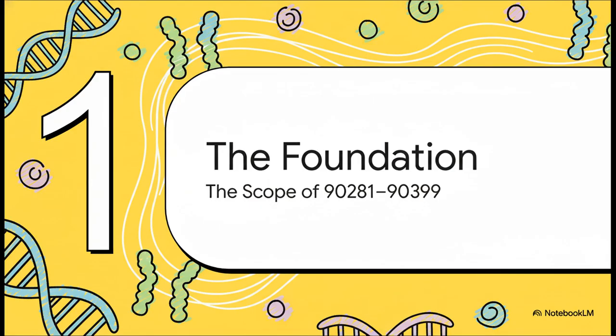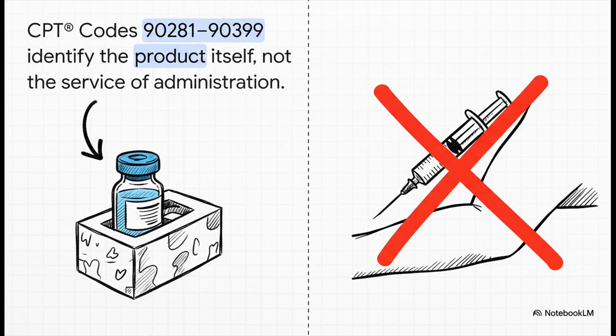It all starts with knowing exactly what CPT code range we're working with for the immune globulin products themselves. I want you to commit this range to memory, 90281 through 90399. Think of this as the product's unique ID number. This is for the what was given, not the how it was given. It's the actual medicine in the vial, not the service of injecting it. And let me tell you, understanding that distinction is what separates the novices from the pros.